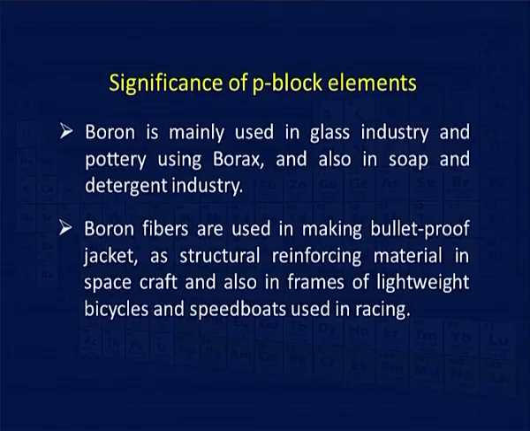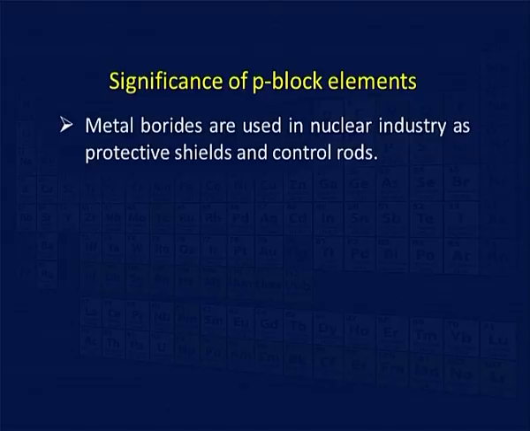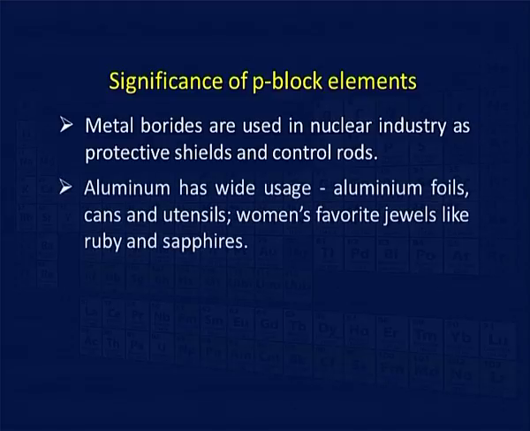Boron is mainly used in the glass industry and pottery using borax, and also in the soap and detergent industry. Boron fibers are used in making bulletproof jackets, as a structural reinforcing material in spacecraft, and also in frames of lightweight bicycles and speed boats used in racing. The metal borides are used in the nuclear industry as protective shields and control rods.